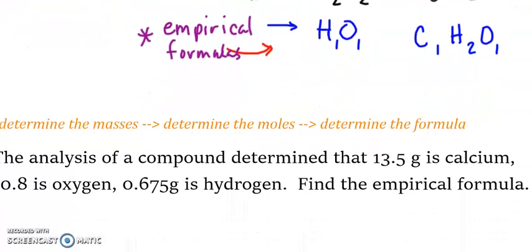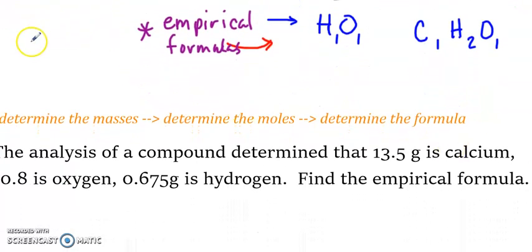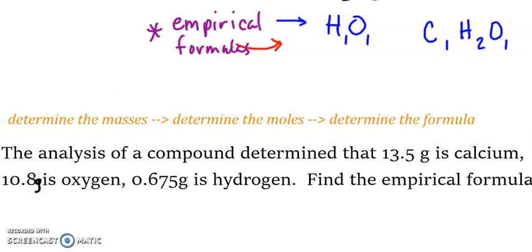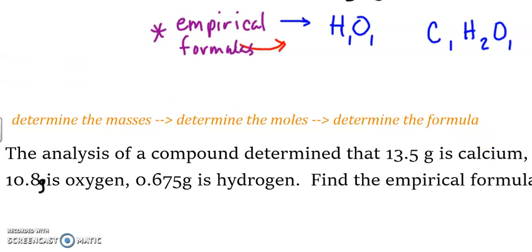So it's pretty nice. What we need to do is figure out the masses of each, so they're provided for us. Oops, this needs a grams there. Then you need to determine the moles. To determine the moles, we're not dividing by the whole like we did for percent composition. We're dividing by the atomic mass of each one. So let's go ahead and get started on this one.